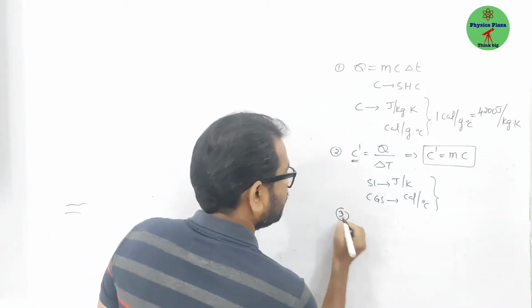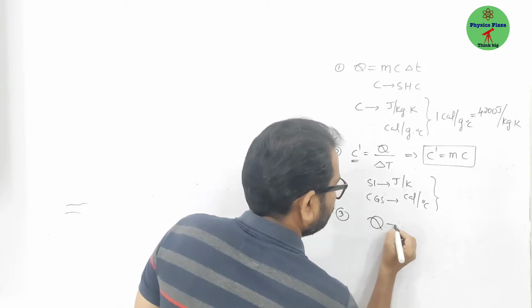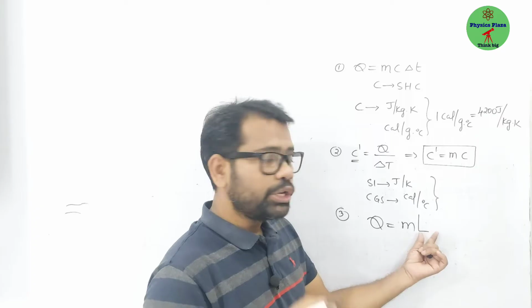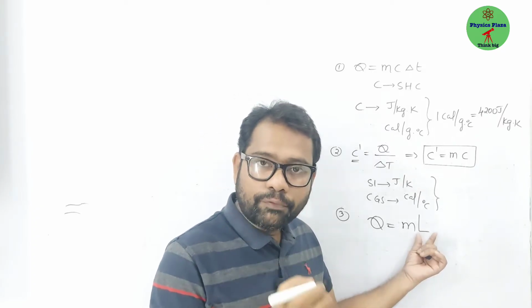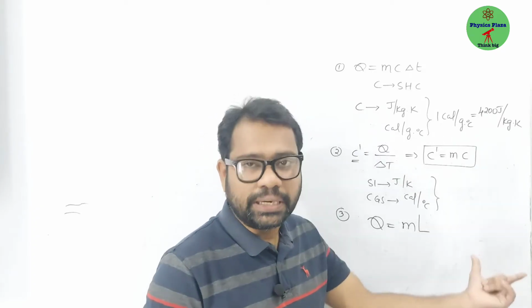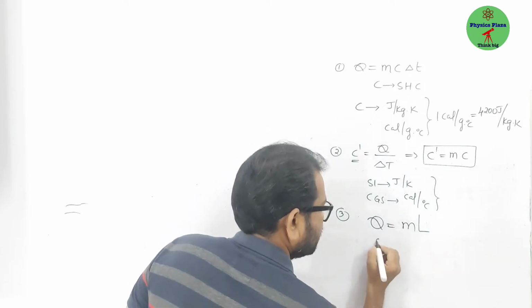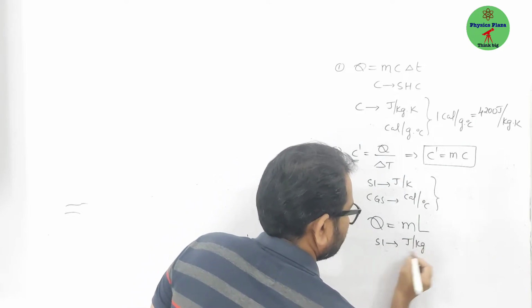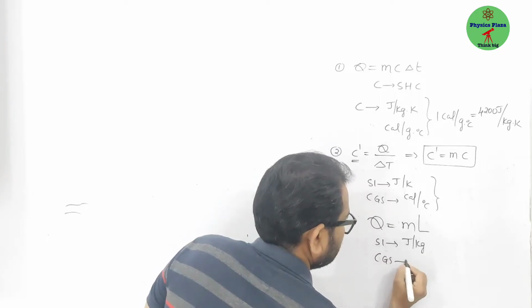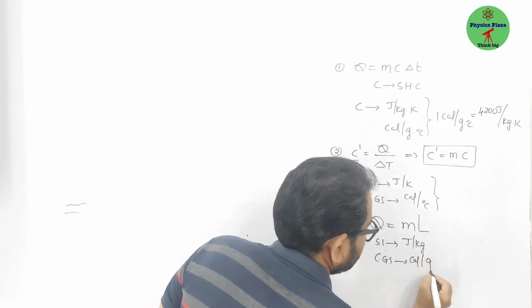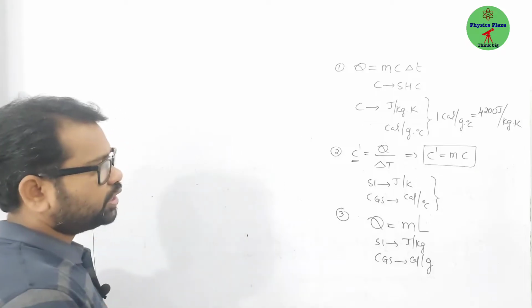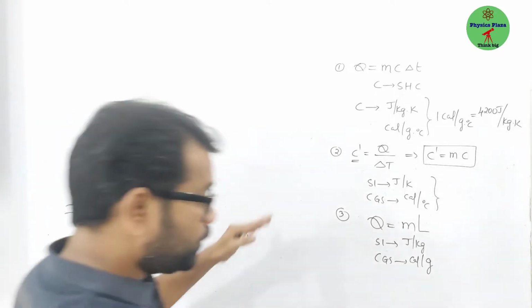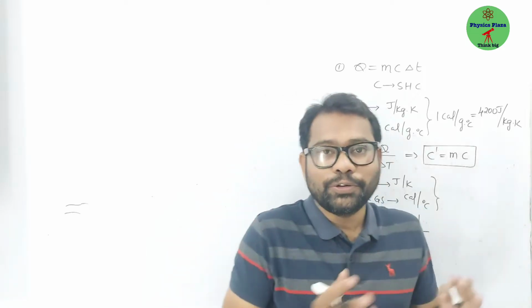And the third one which we have, Q is equal to mL. Here L is called what, children? Specific latent heat of fusion of ice. Generally specific latent heat actually. Okay, for this the SI units are joule per kg, CGS units are calorie per gram. So children, these are the formulas which you should remember, and we also should know when to use them and all these things.